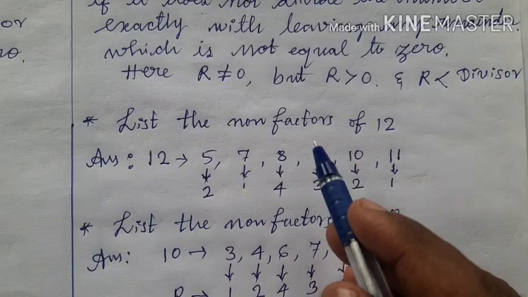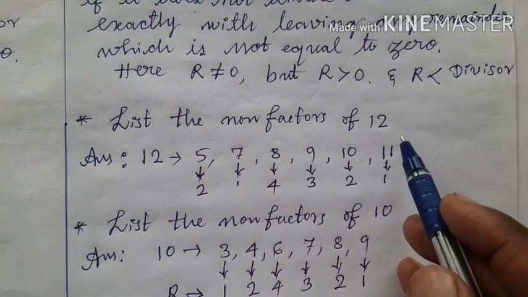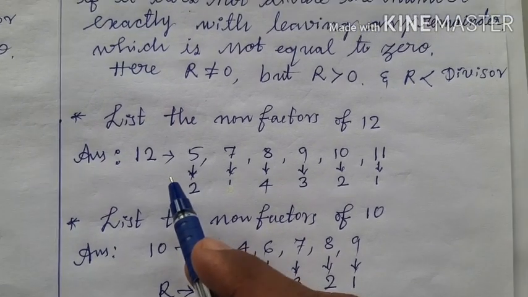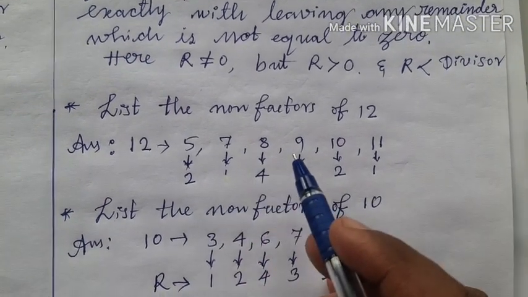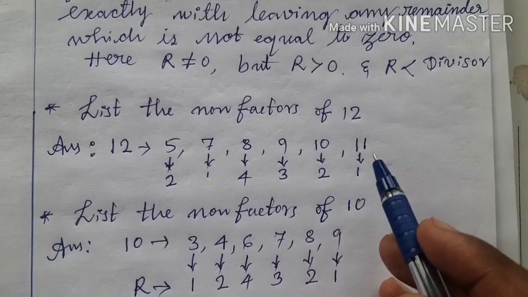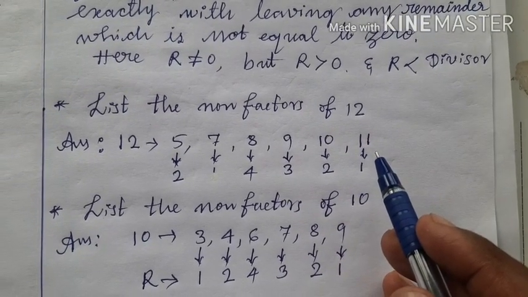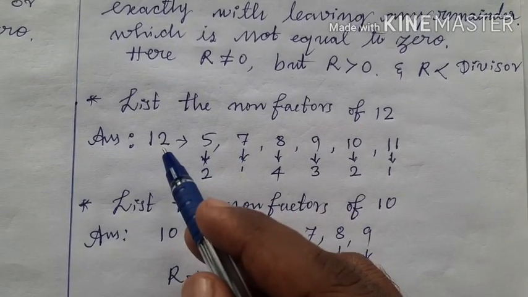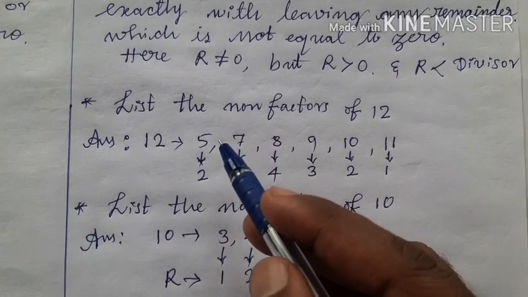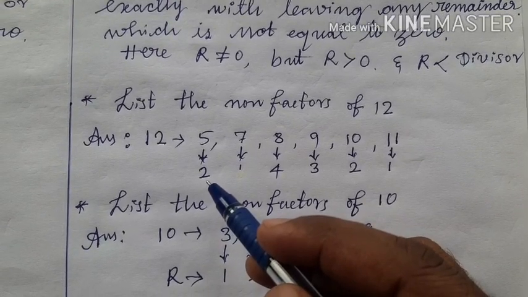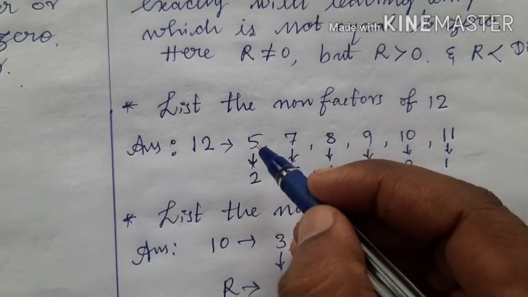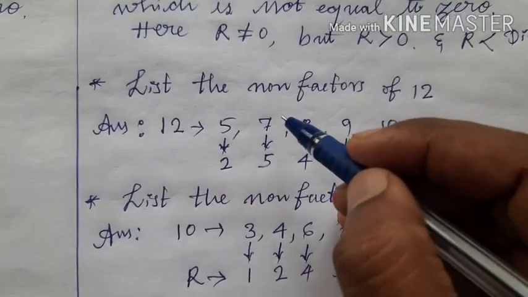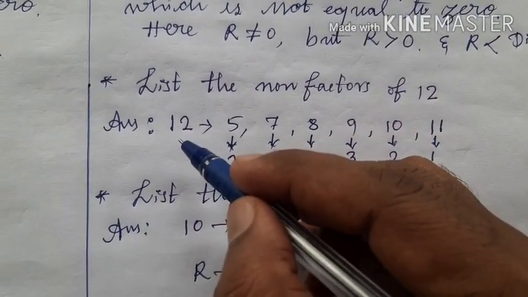List the non-factors of 12 is the question here. Okay, see here 12 is the given number, and I have written 5, 7, 8, 9, 10 and 11 as the non-factors of 12. Do you know why? If I take 5 and divide 12, the remainder does not become 0, the remainder becomes 2. Okay, that is why 5 is a non-factor of 12, right? 7 is a non-factor of 12. Do you know why?